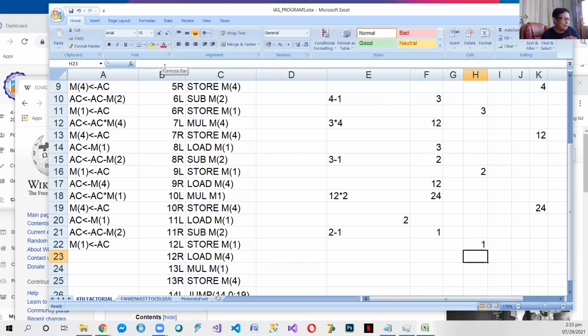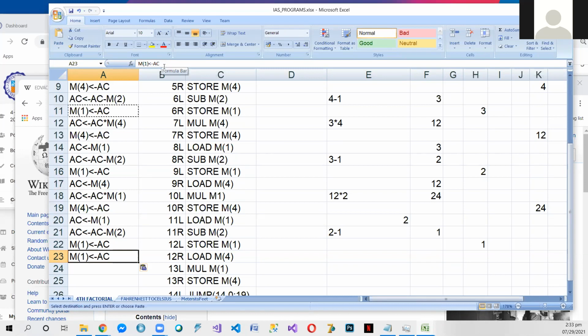We have computed the next multiplier. We repeat the process and compute the next partial product. Load M4, AC receives M4. We already have load M4 at instruction 17, so we'll just use that one and make it M4. It's the same thing.